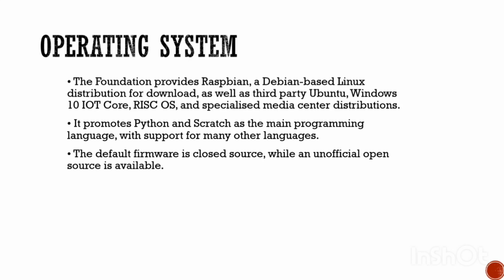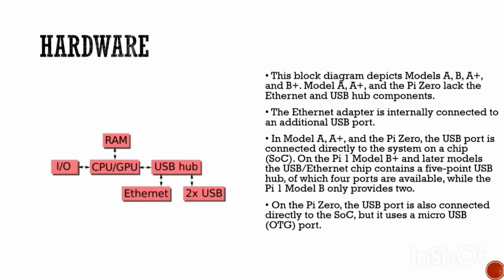Operating system. The foundation provides Raspbian, a Debian based Linux distribution, for download, as well as third-party Ubuntu, Windows 10 IoT Core, RISC OS, and specialized media center distributions. It promotes Python and Scratch as the main programming languages, with support for many other languages. The default firmware is closed source, while an unofficial open source version is available.